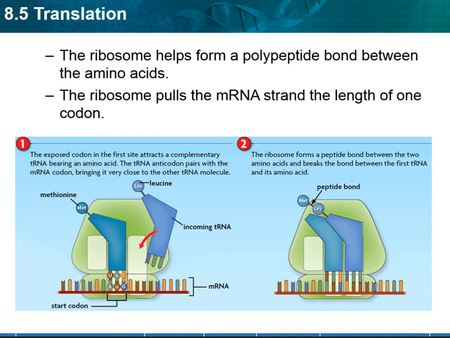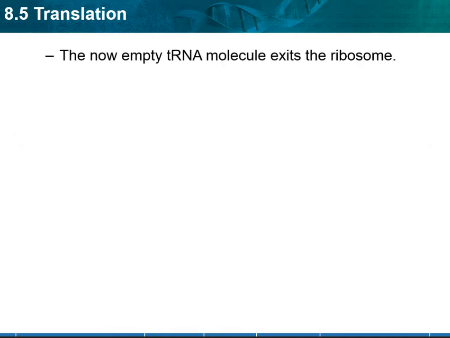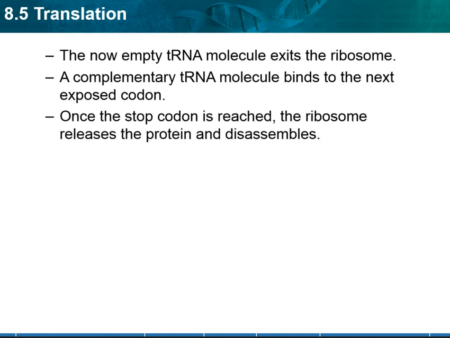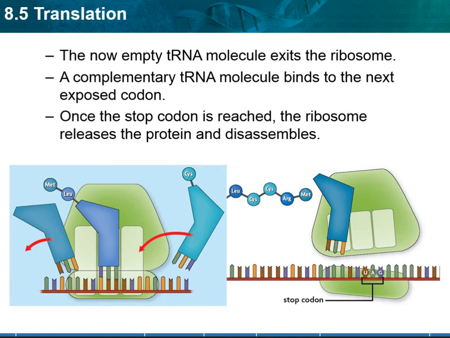So that exposed codon is going to get pulled in, and you're going to end up having the transfer RNAs coming in there and landing and making contact. The now empty transfer RNA molecule exits the ribosome, and a complementary tRNA molecule binds to the next exposed codon. Once the stop codon is reached, the ribosome releases the protein and disassembles. So you can see right there, it gets to the last one. There's nothing that codes for that. So the ribosome's like, and we're done.